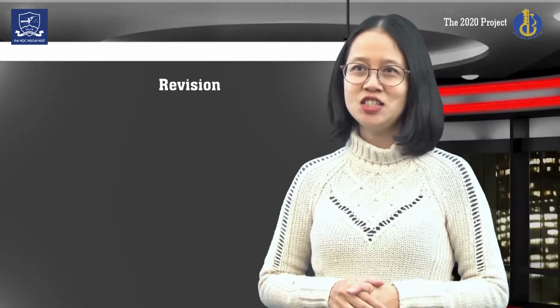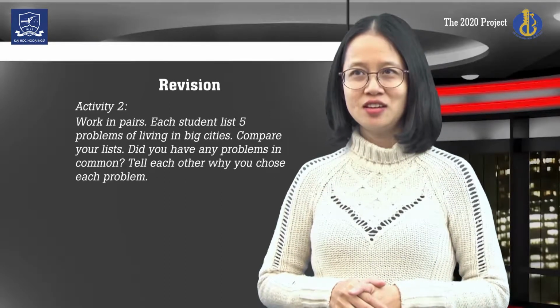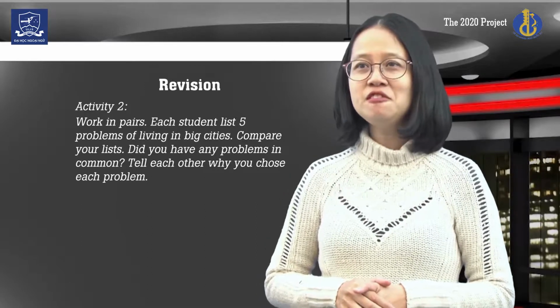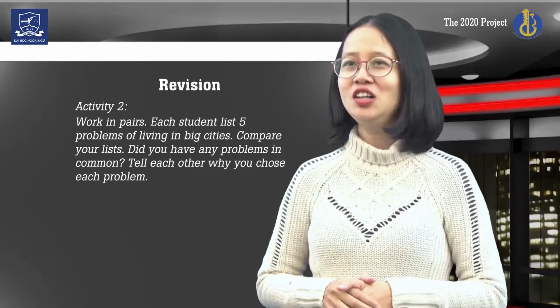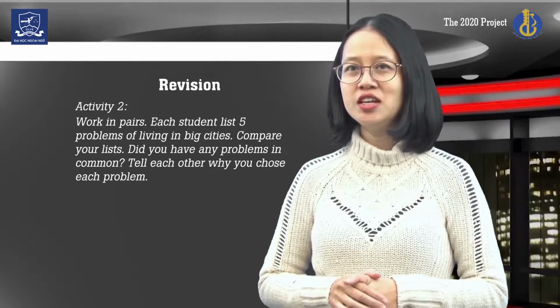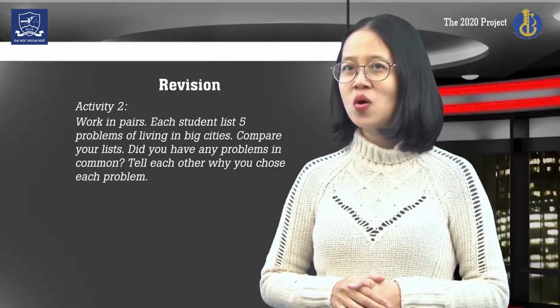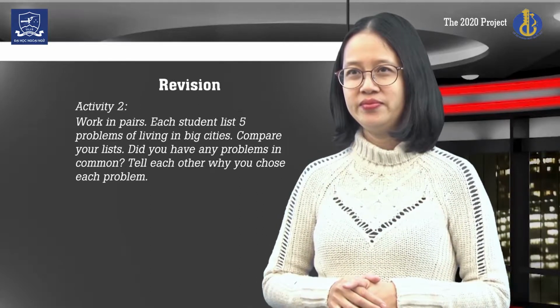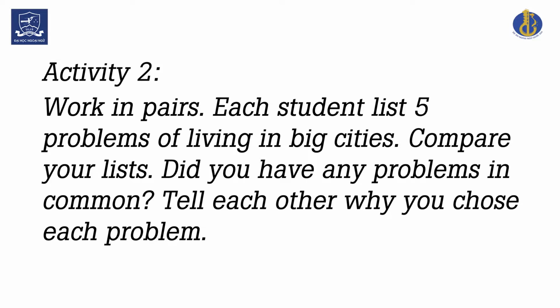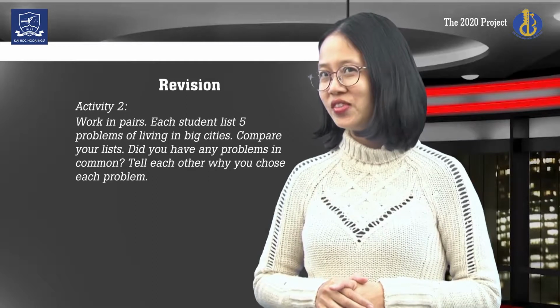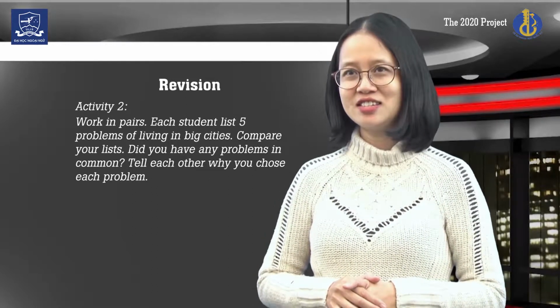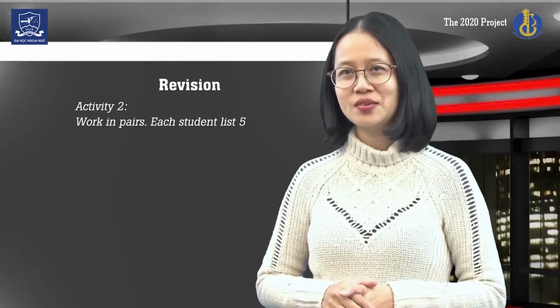Now let's move to Activity 2. Work in pairs. Each student lists 5 problems of living in big cities. Compare your list. Did you have any problems in common? Tell each other why you chose each problem. Have you got the answers? You can see that it is a comparing task, and it is also a closed task.